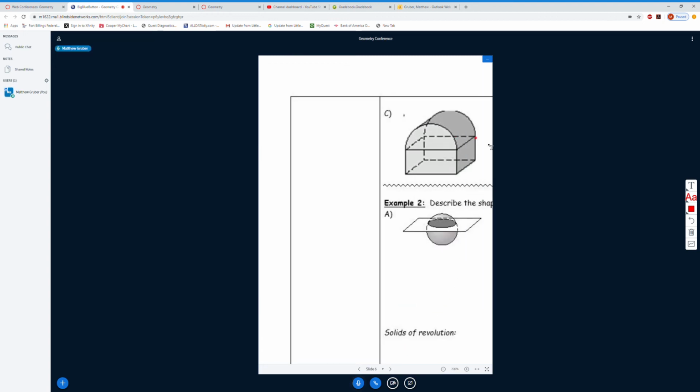Is this a polyhedron? That is a big no. Why is that not a polyhedron? Because the top is curved. That's it. So there's no naming to be done.